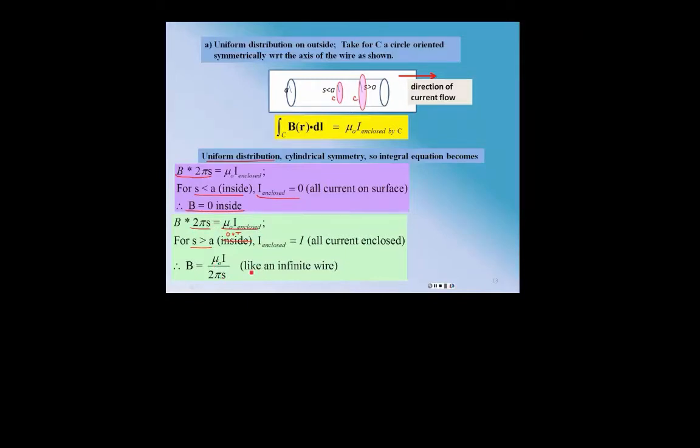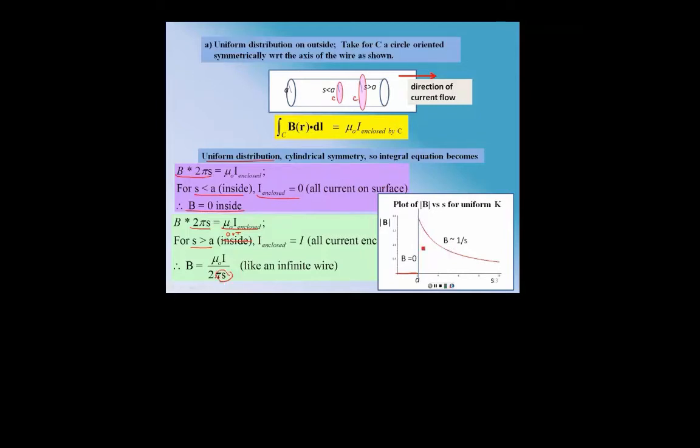This is basically what we would have gotten with Biot-Savart, and so it's like an infinite wire. If we plot this, then inside we have B equals 0, and as soon as we go outside it jumps up to this value here and falls with 1 over s. So this is a plot of the absolute value of B, and the direction of B is given by the right-hand rule. You point your thumb in the direction of I, and the fingers of your right hand point in the direction of B. So the constant B values are circles that surround the wire and have the direction given by the right-hand rule.